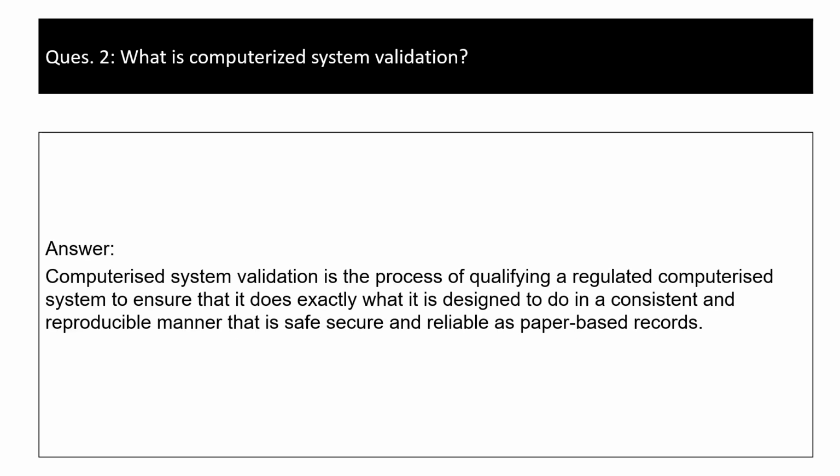Question number 2 is, what is computerized system validation? The answer: computerized system validation is the process of qualifying a regulated computerized system to ensure that it does exactly what it is designed to do in a consistent and reproducible manner that is safe, secure and reliable as a paper-based record.